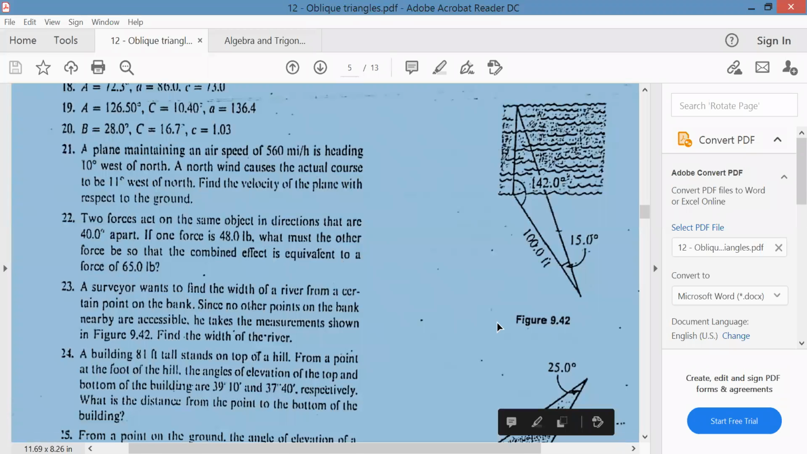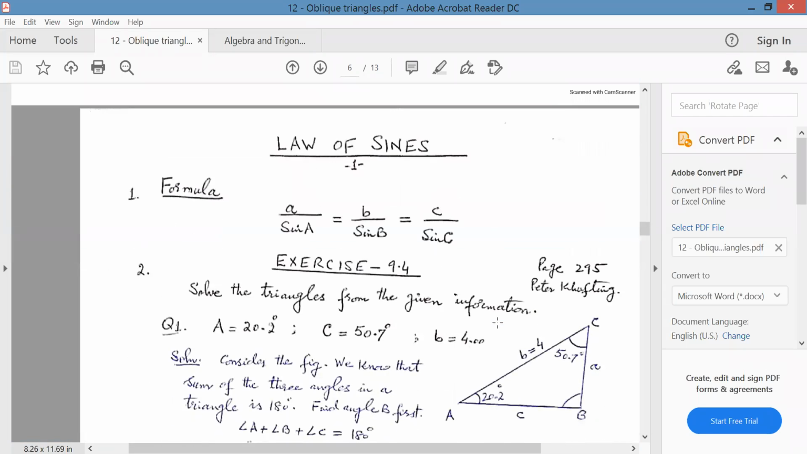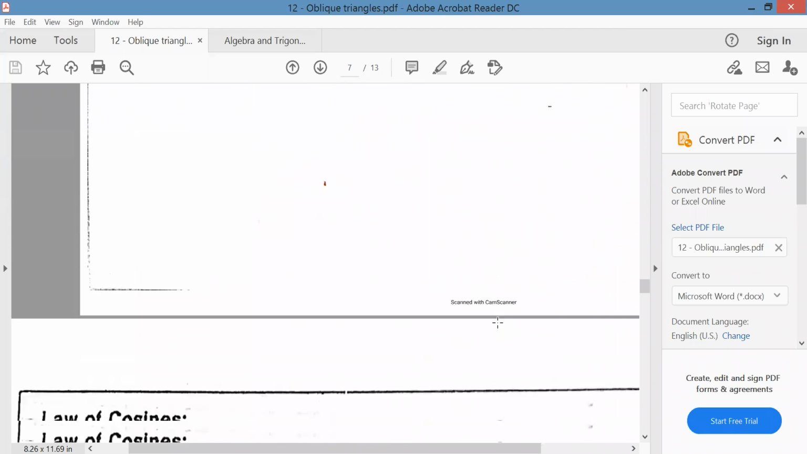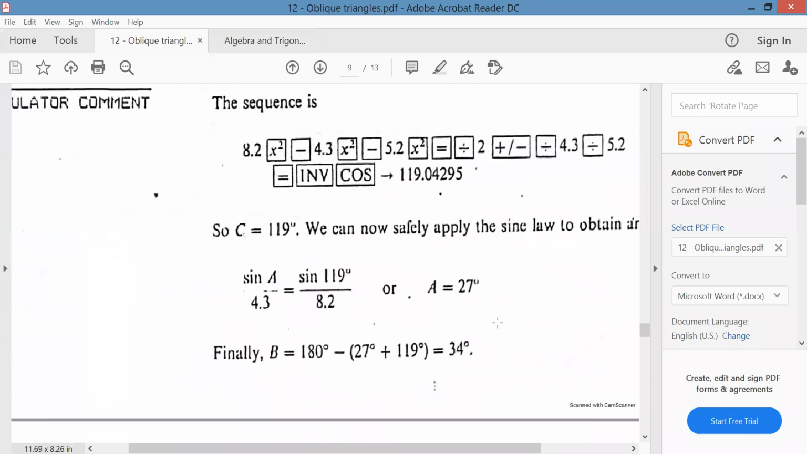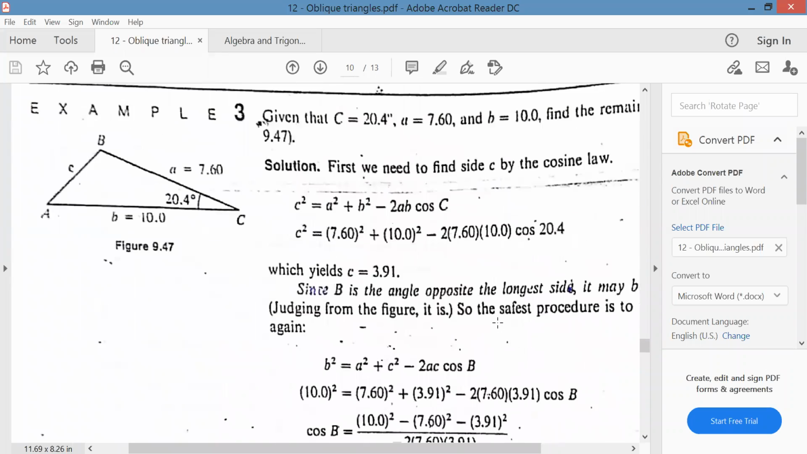Law of sines we have finished, gentlemen, and now I'm switching over to another law. This law is again used to solve the oblique triangles. That is law of cosines. There are three relations you will find.